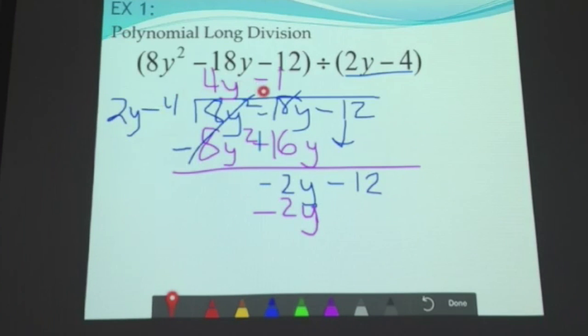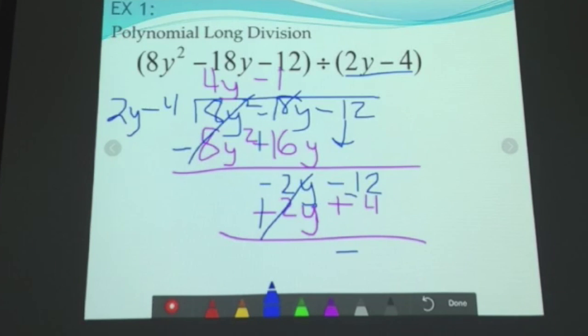And my 2y times my negative 1, oops, I did that wrong. Oh no, I didn't. So 2y times negative 1 is negative 2y, and negative 4 times negative 1 is a positive 4. Just like we did before, now we change all of our signs. So that will become a positive, this one will become a negative. And when we add straight down, I'm going to have a remainder of negative 16. So my final answer is 4y minus 1, remainder negative 16.